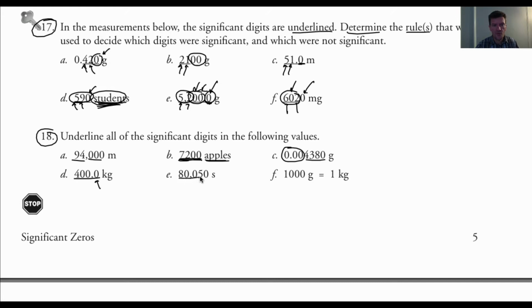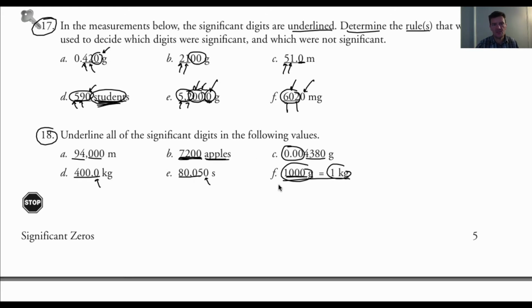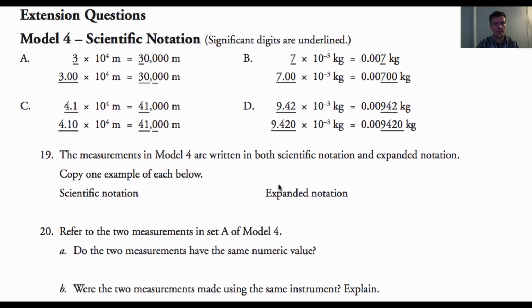These first 4 digits are significant. That last 0 is not. It's just a placeholder. And in this case, this is a conversion. Exactly 1,000 grams is 1 kilogram. So all of those are significant because it's an exact number. You are certain it is exactly 1,000, and you're not estimating any of those digits whatsoever. All right.